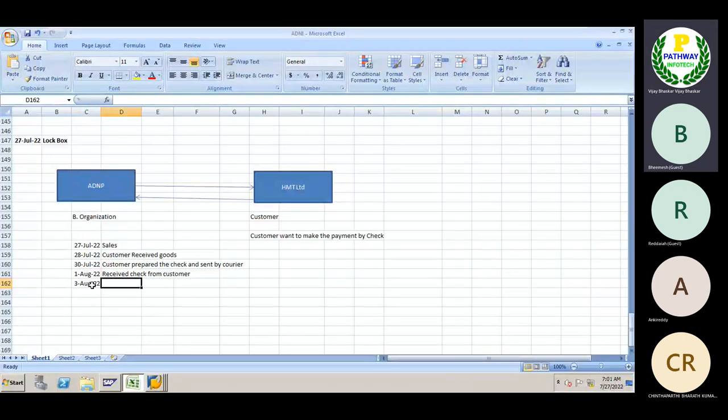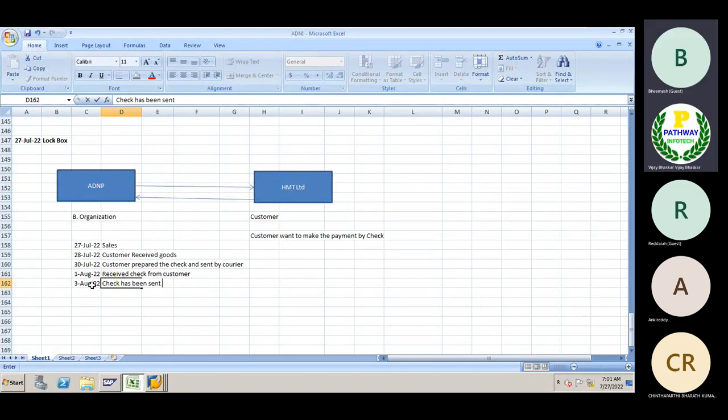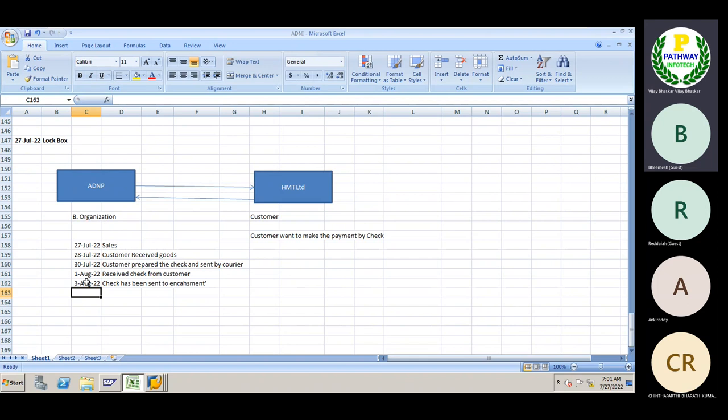Now what will happen here? The check has been sent for encashment. Again, to credit the money into the bank account, if it is a local check, it is going to take 24 hours. If it is an outstation check, definitely it is going to take 3 working days. I think everybody knows about that. Now we have deposited the check in the bank on 3rd of August. Then again, it is an outstation check, so 6th of August, 2022, the check amount.